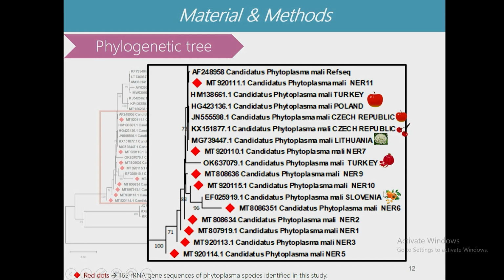Interestingly, one of our isolates, NER6, is showing a high similarity with Candidatus Phytoplasma mali from Slovenia. The host is apricot.